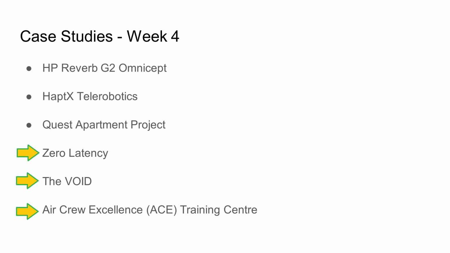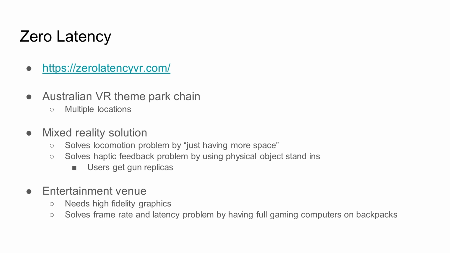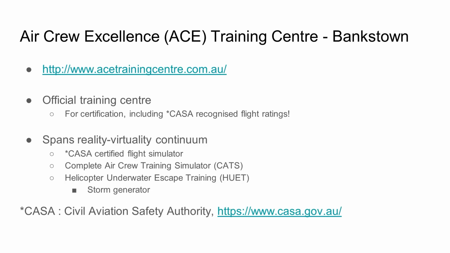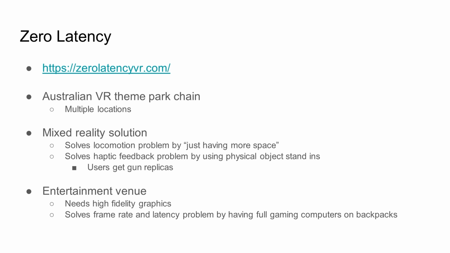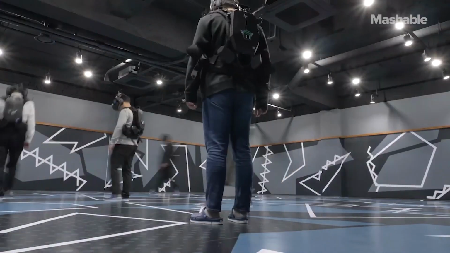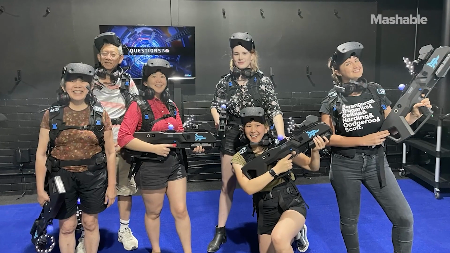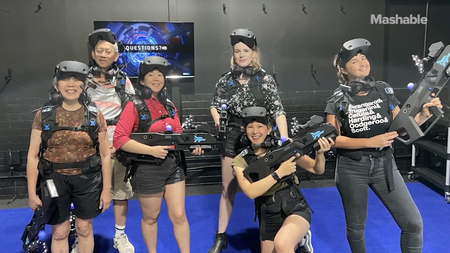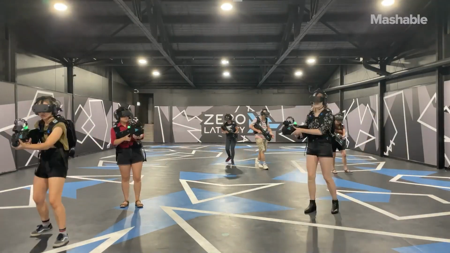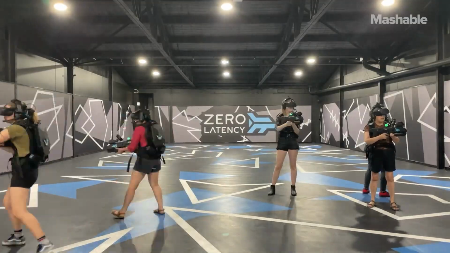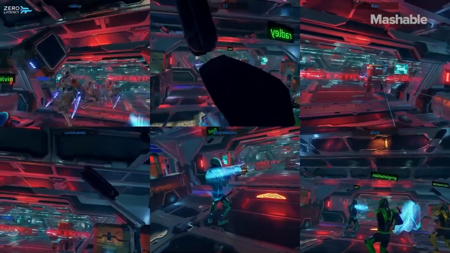Incidentally, I think I've been talking for a bit more than an hour for this lecture, so I'm going to try and wrap it up. Zero Latency, The Void, and the ACE Training Center all use mixed reality techniques to create their simulations. The Zero Latency format is essentially just a big warehouse where you have a one-to-one spatial environment, so you can pretty much walk without using any locomotion solutions. They also give you a toy gun, so you can feel like you're holding a real gun.